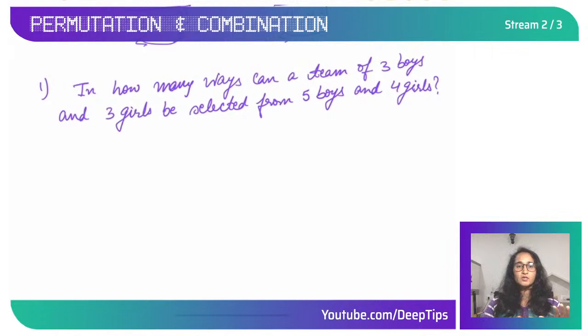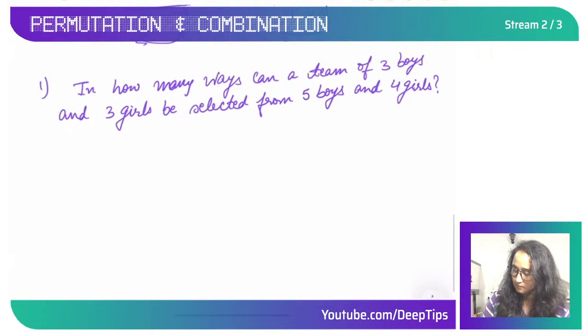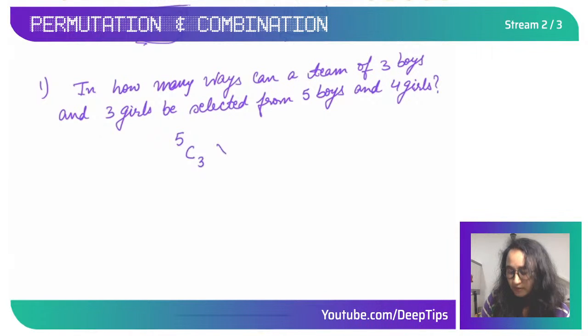When your coach announces a team, suppose it is a team of 3 boys and 3 girls, does it matter if he takes the names of girls first and then boys, or boys first and then girls? It doesn't matter at all. So when order doesn't matter, what do we do? We find the combinations, right? Because the team is selected together, boys and girls simultaneously, by the multiplication rule it is 5C3 into 4C3, because I have 4 girls in total and I have to select 3 from them, and from 5 boys I have to select 3 boys.